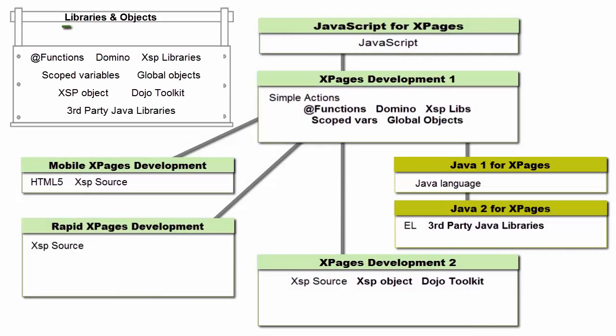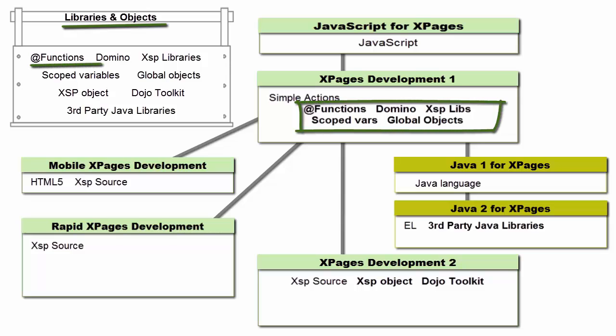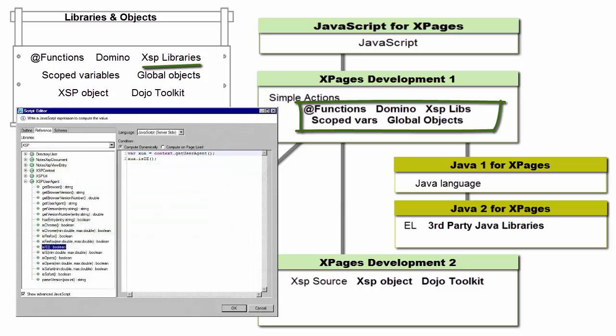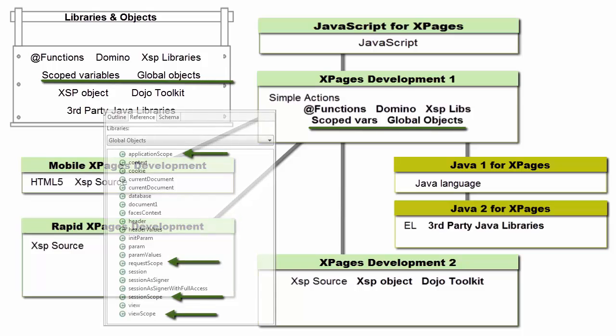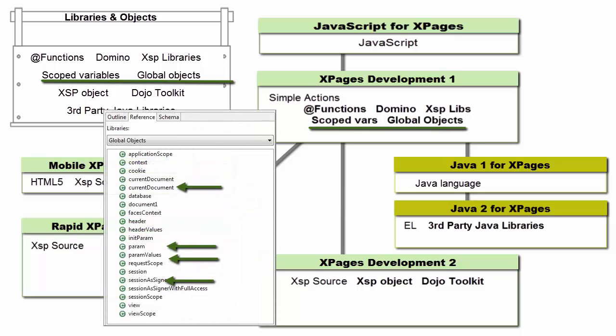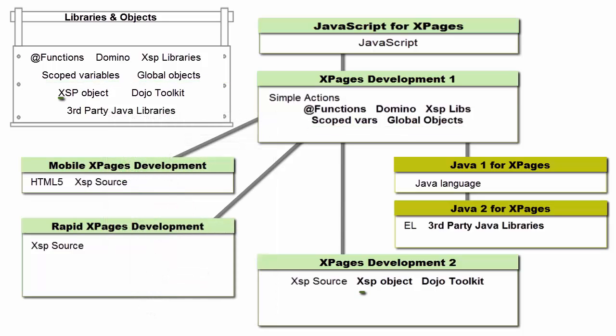Moving on to the Libraries and Objects toolbox, the main server-side JavaScript libraries are covered in our XPages 1 course. We cover the @ functions and Domino object libraries, and the XSP libraries to work with the current XPage context, or the Notes document, or the current Notes view entry. There are also XSP libraries to build and operate on a URL, or to test the user agent or browser that is in use. Scope variables are also covered in our XPages 1 course, along with the other global objects like context, session, database, and the document objects.